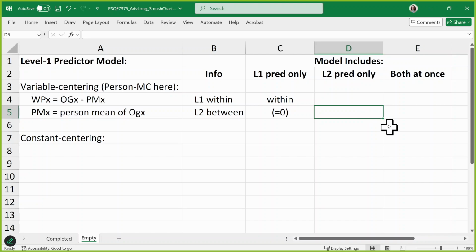What do I get back? Within, between, contextual, or smushed. That's a B for between.